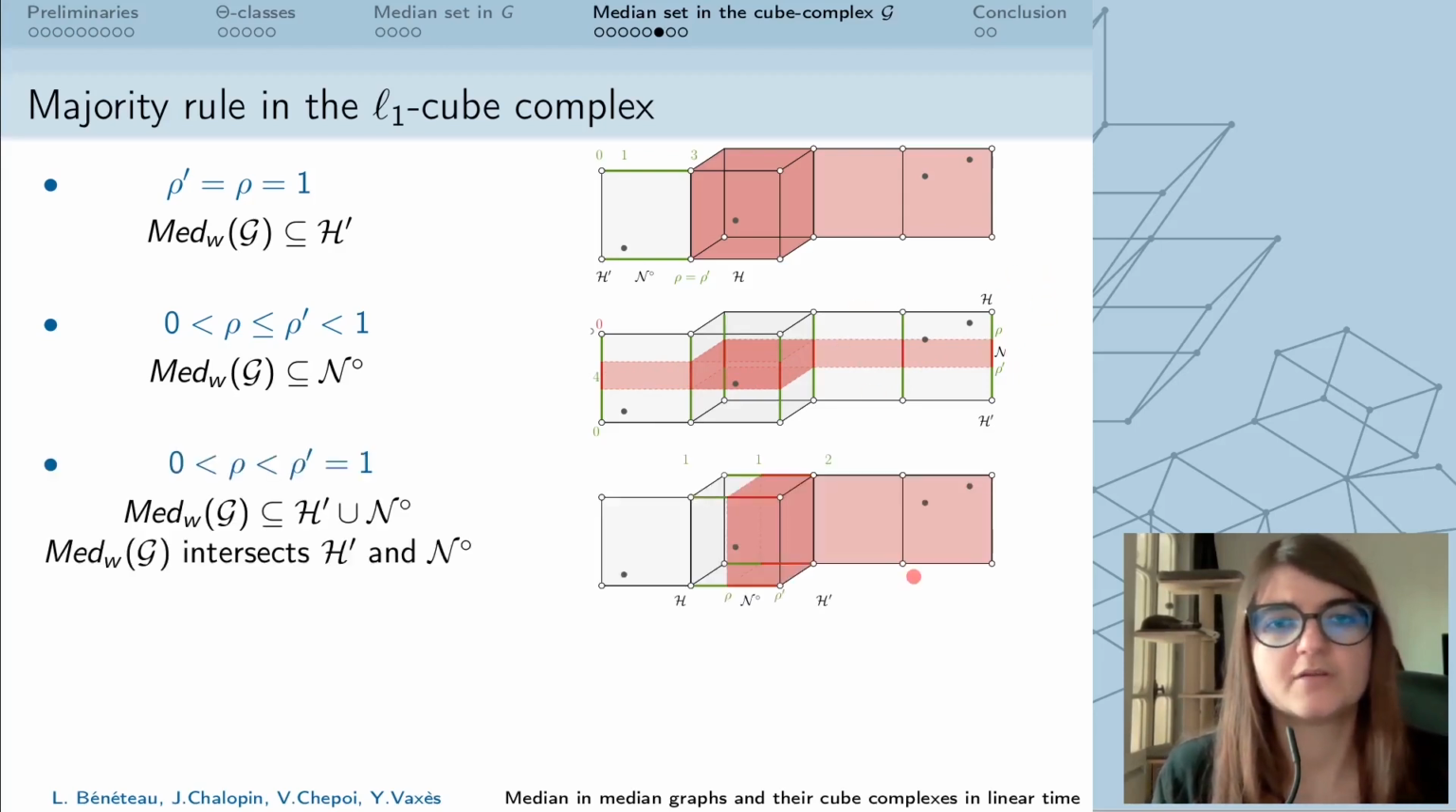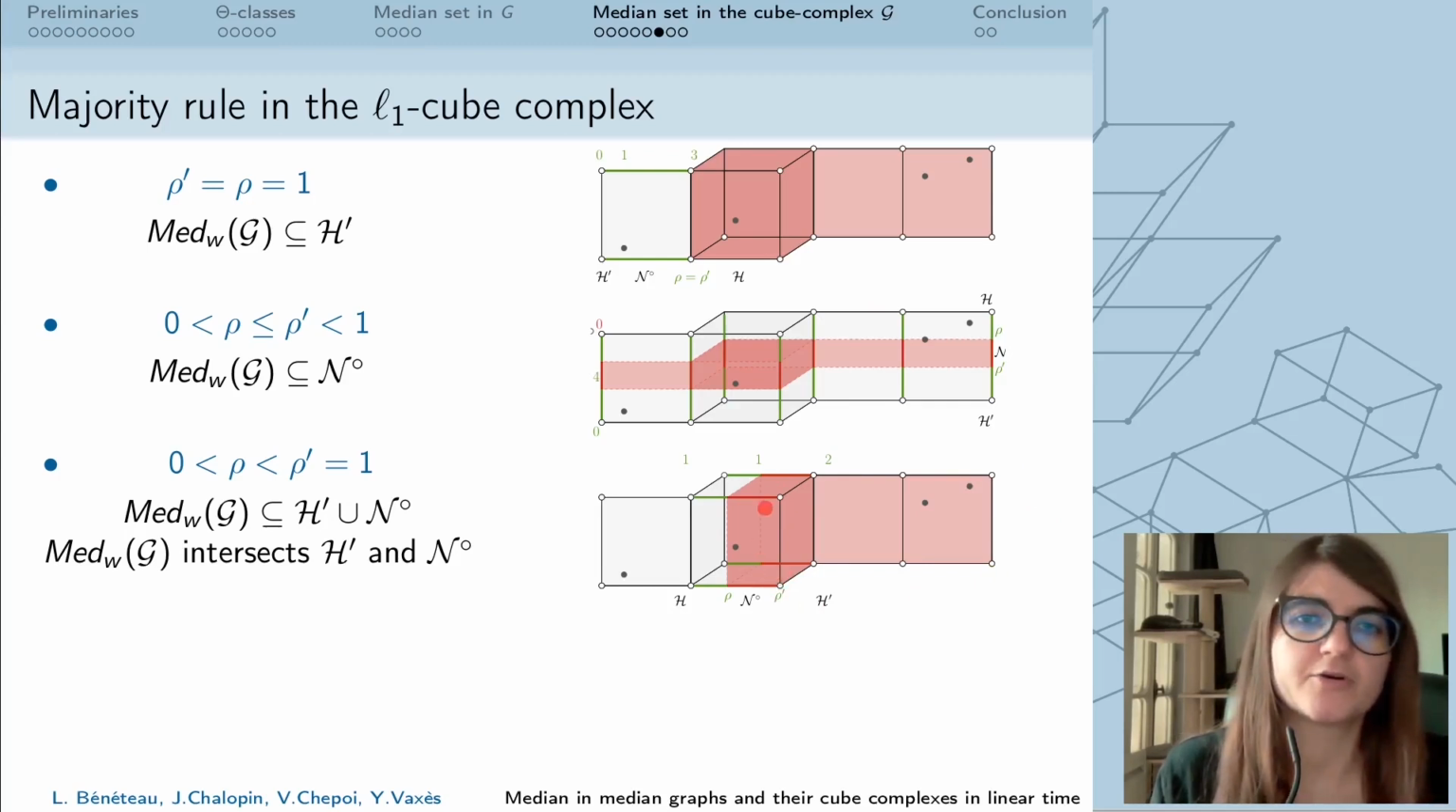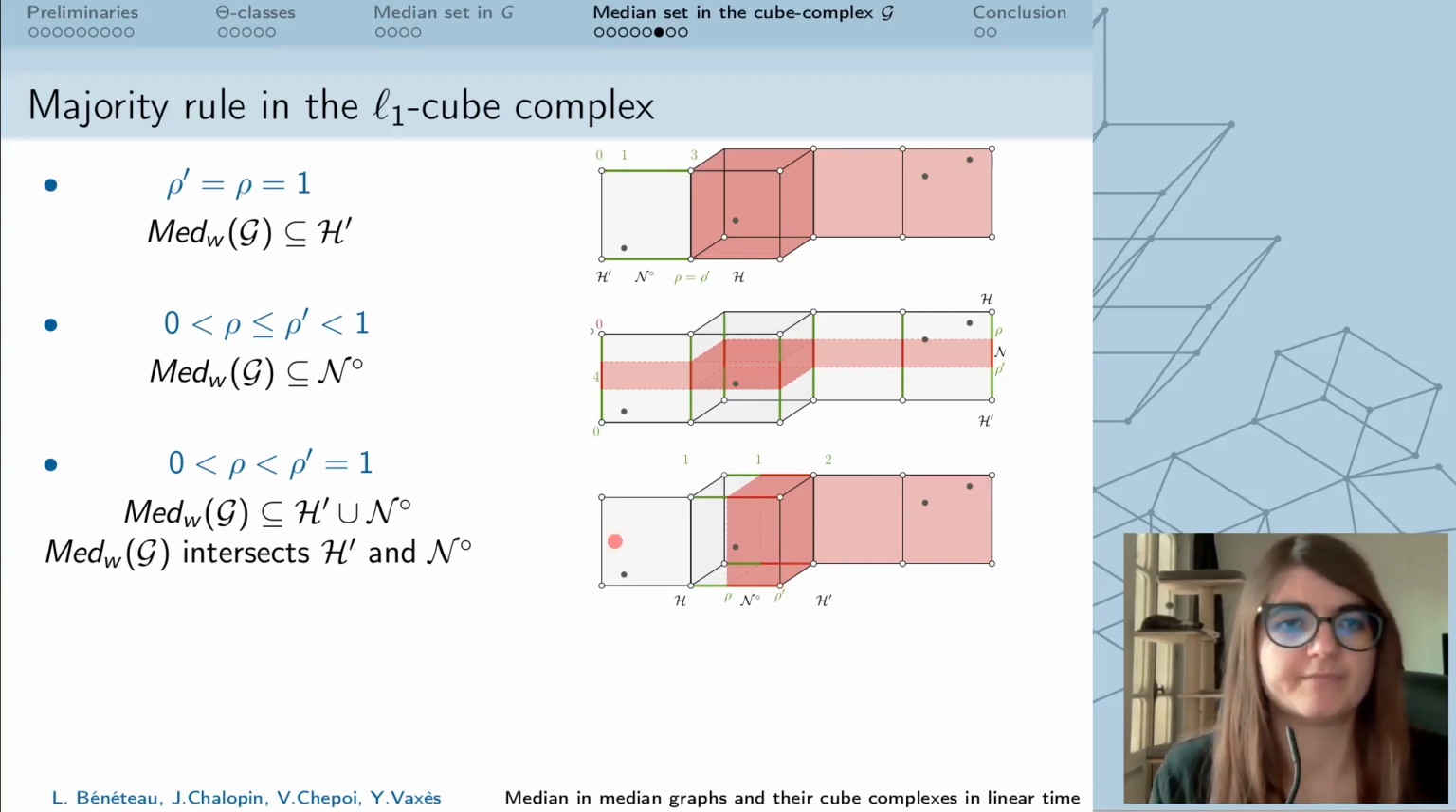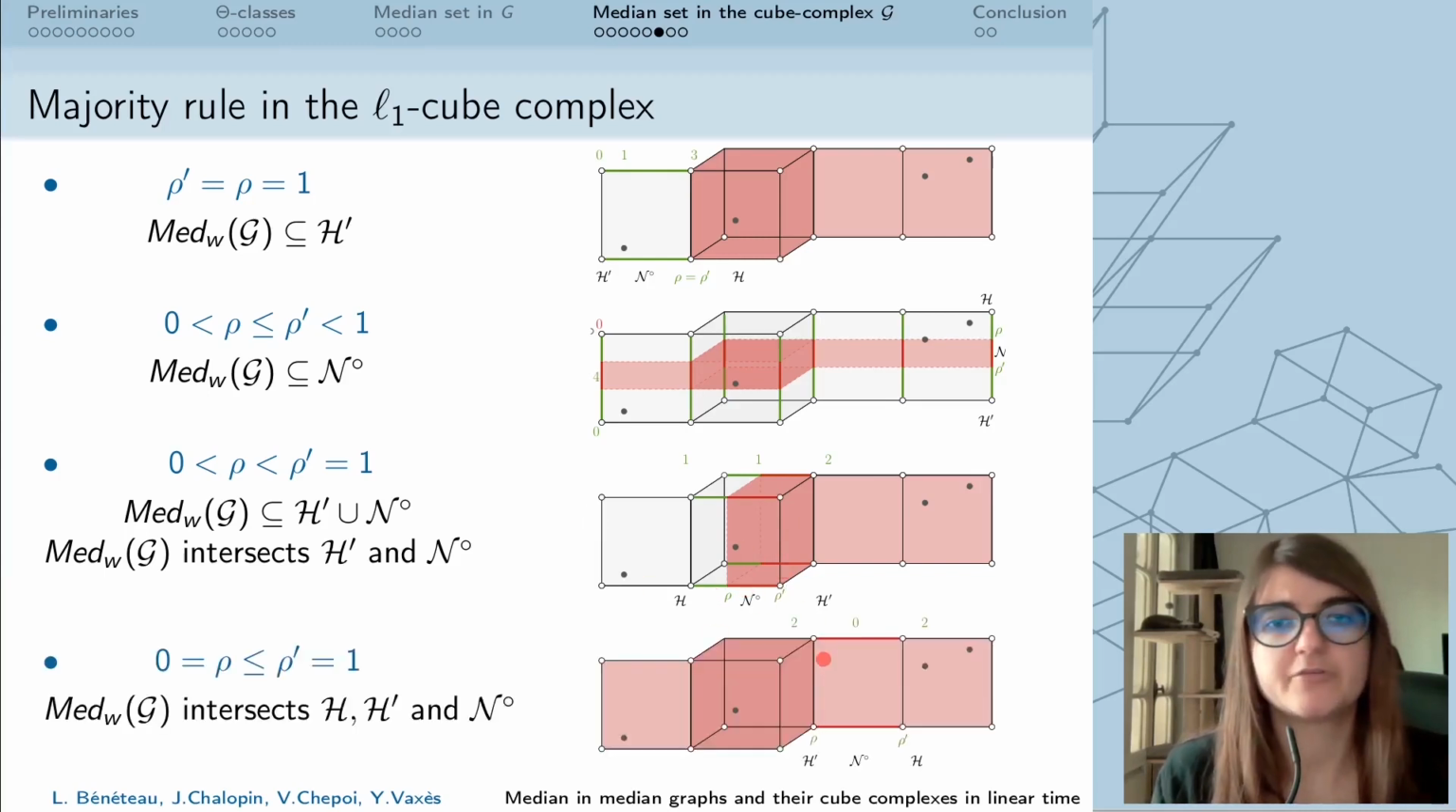And if only one of rho and rho prime is on an extremity, then the median set is included in the half space on the same side of the extremity and in the points on the carrier that have an EI coordinate between rho and rho prime. And if rho and rho prime are on different sides of the extremity, we cannot say anything about where the median set is, except that it intersects both half spaces and the carrier.